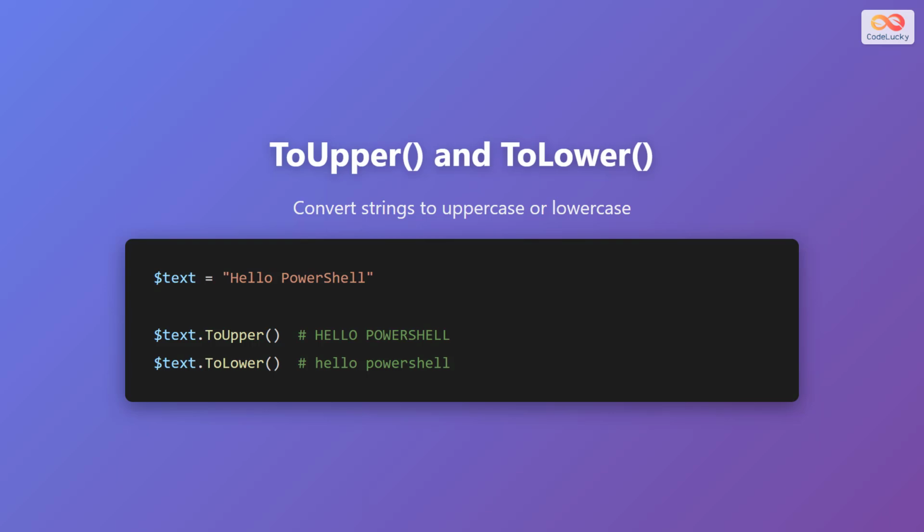Let's start with two simple but useful methods, ToUpper and ToLower. These methods convert all characters in a string to either uppercase or lowercase. In this example, we have a variable named text containing the string hello PowerShell. When we call text.ToUpper with parentheses, it returns the entire string in uppercase, HELLO POWERSHELL. Similarly, text.ToLower returns everything in lowercase, hello powershell. These methods are particularly useful when you need to standardize text for comparison or display purposes.